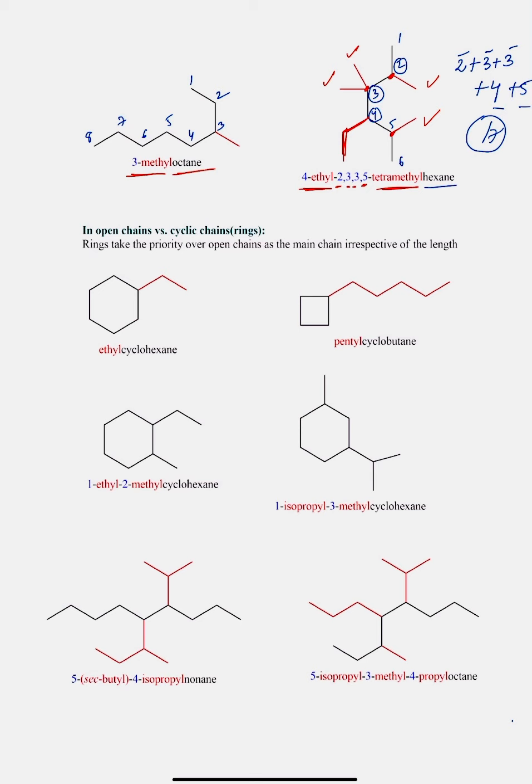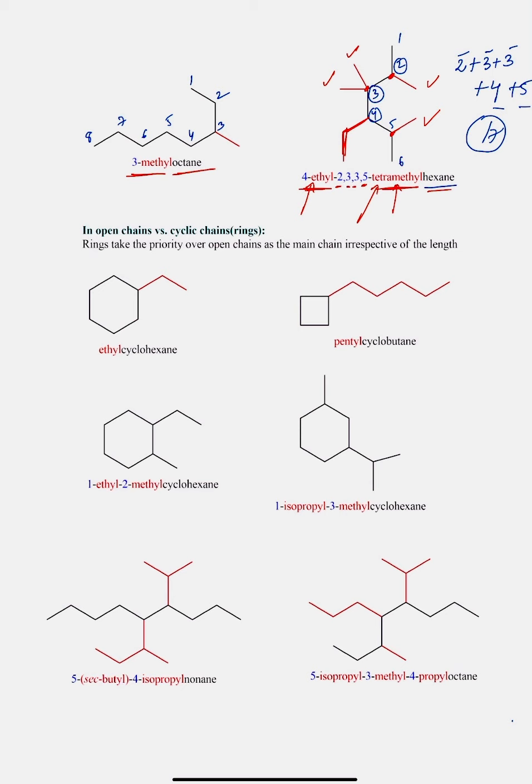Now I need to place or arrange these substituents in front of this suffix. So what do I decide on? I decide on the alphabetical order. In tetramethyl, what do I look at? Do I look at T or do I look at M? I look at M. And for ethyl I look at E. Anyway, E comes before M, so 4 ethyl is written first, and then 2, 3, 3, 5 tetramethyl hexane. That's what the name is.